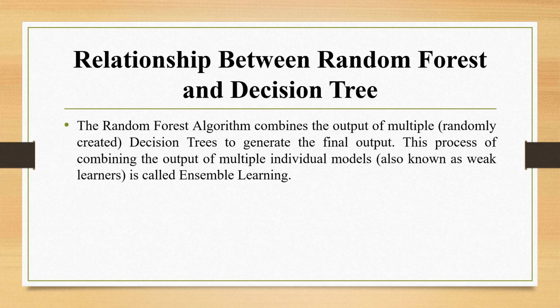Here we have included the concept of the decision tree algorithm. So here we are going to learn the relationship between the random forest and decision tree. The random forest algorithm combines the output of multiple decision trees to generate the final output. This process of combining the output of multiple individual models is called ensemble learning.